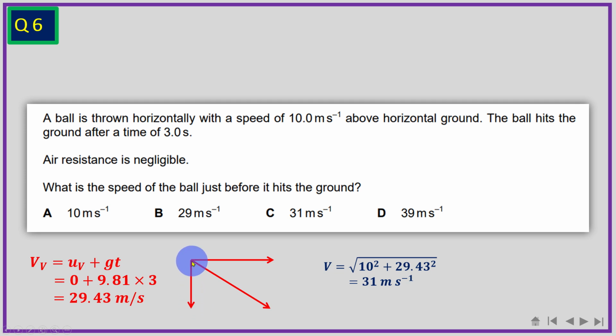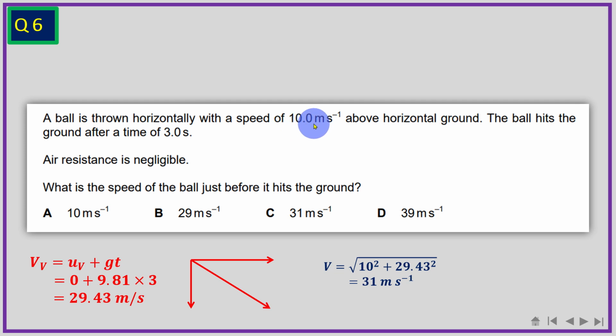So in order to get this vertical velocity that it has just before it hits the ground, we use this equation, v equals u plus at. Okay? So when we have a situation like this, where air resistance is negligible, there is one point which you must remember: the horizontal component of the velocity always remains constant.